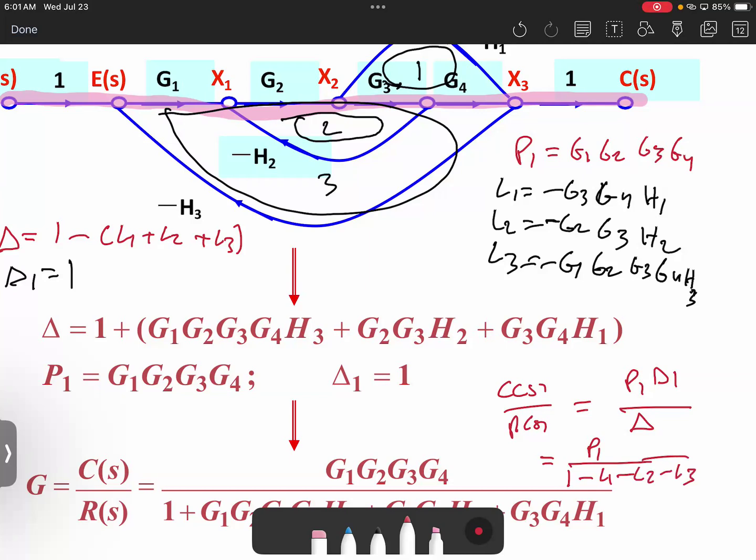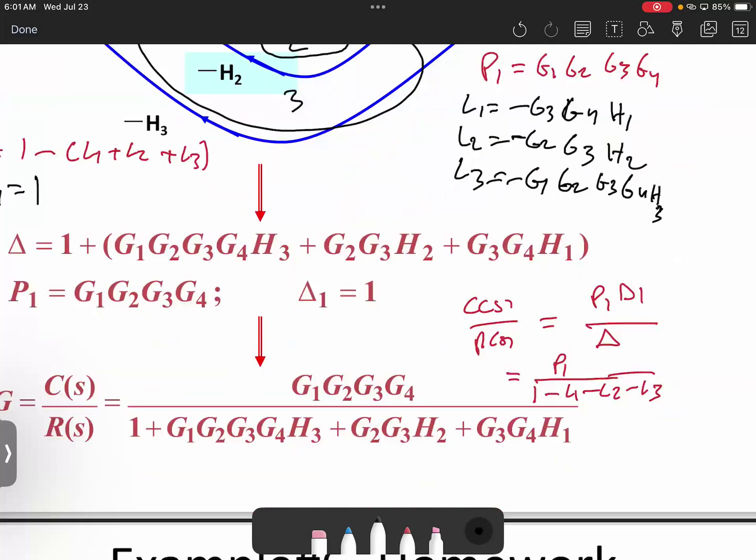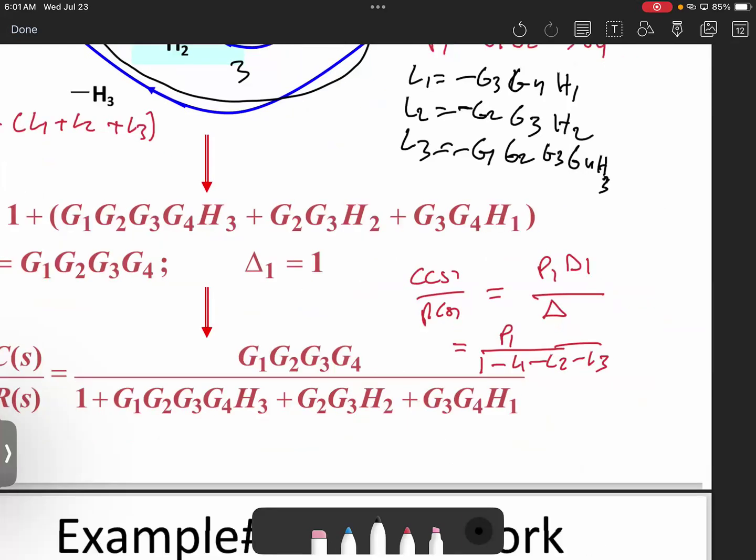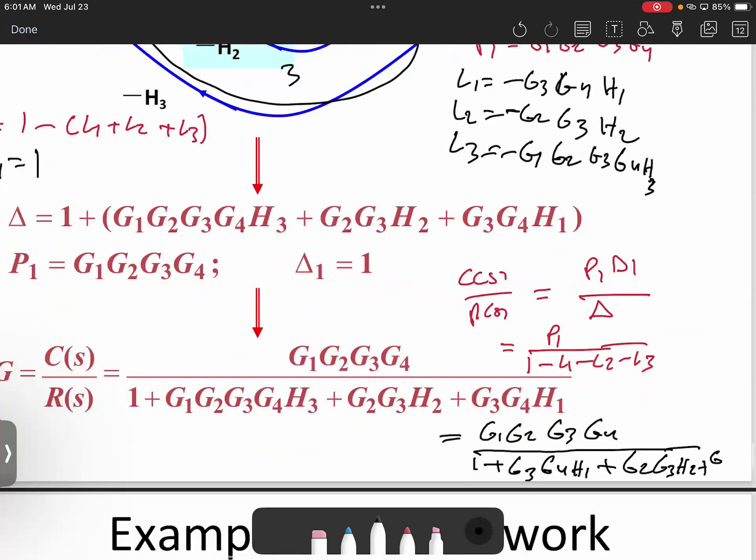Now, with this example, it's simple. So you can substitute them. Okay, this example, you must substitute them. You don't need to keep it here. So path 1, which is G1, G2, G3, G4 divided by 1 minus L1, minus minus will be positive, plus G3, G4, H1. Then minus minus will make it positive, plus G2, G3, H2. Then minus minus will make it positive, plus G1, G2, G3, G4 times H3. And you can simplify it more. That's it. Okay.